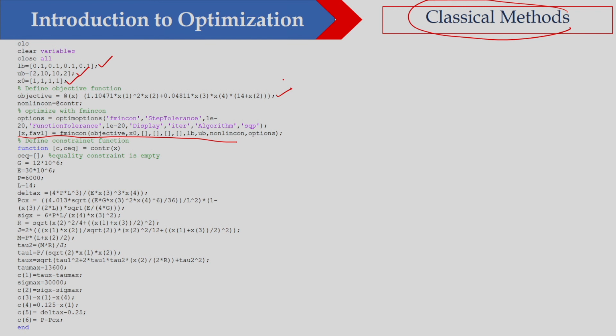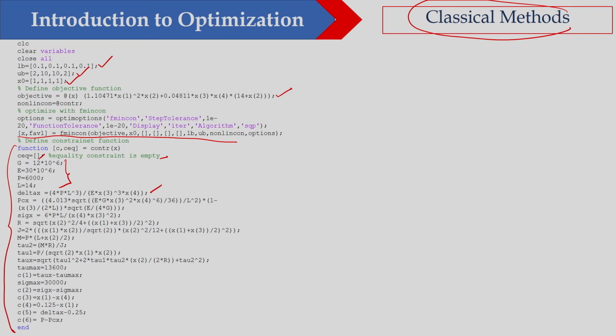So, this is the objective function, and here there are a total of 6 constraints, and the constraints are defined in this particular function. You just see all these equations are calculated here. We do not have any inequality or equality type constraint, so therefore this is null, and the values of z, e, p and l are defined.